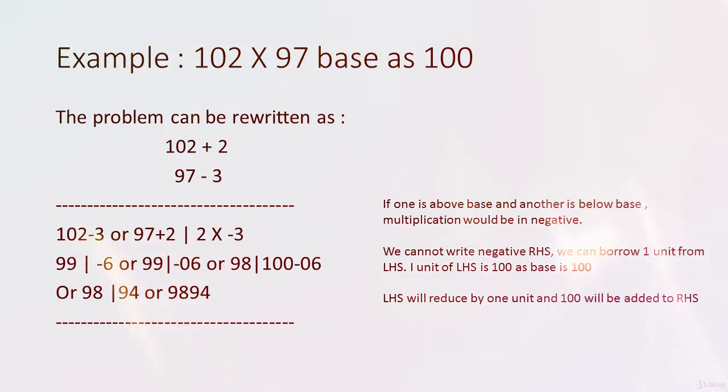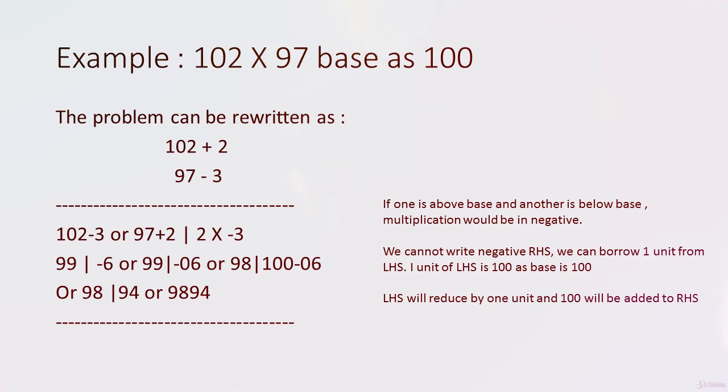For the right hand side, do vertical multiplication of the excess or shortages. In our case, the excess is plus 2 and the shortage is minus 3. So 2 multiplied by minus 3, the answer will be minus 6. And we can also notice that the base is 100, so the right hand side portion of the answer will have 2 digits. So we will write 0 in front of 6. So we have minus 06 as the right hand side portion.